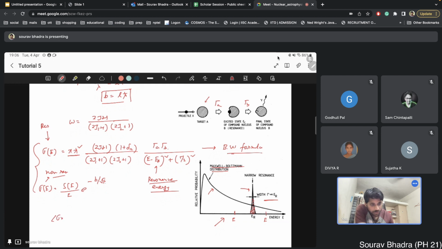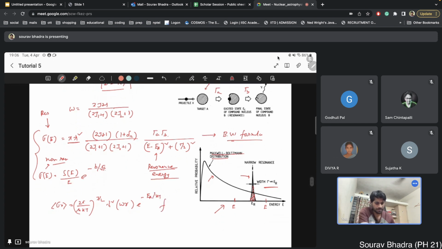I will not do it, just go through the class, that is 2 pi mu kT to the power 3 by 2 h cross square omega gamma. It has been also done. E_r by kT, f is the screening factor due to the other electrons. And here one extra term gamma I have written, as far as I remember, it is tau a tau b by tau, right? That was the gamma factor I have written.